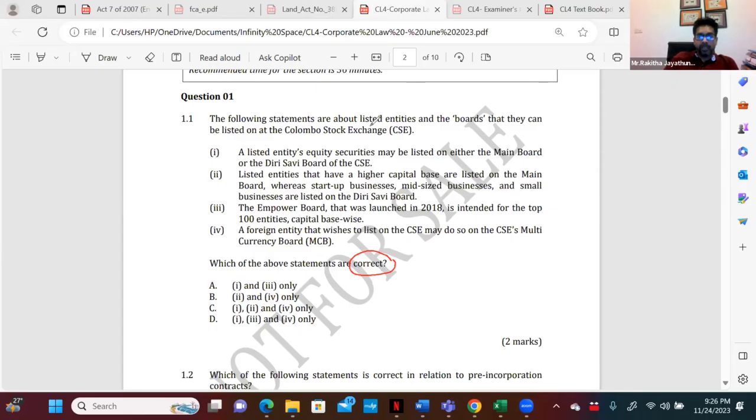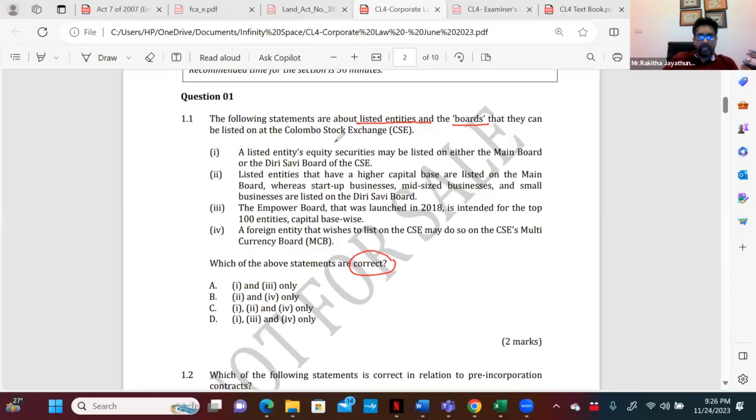The following statements are about listed entities and the boards. You have the Diriya board, you have the main board, then you have the Empower board, then you have the multi-currency board, likewise different types of boards. That's why I told you, they're not in the Companies Act; chapter 9, chapter 10 of your textbook, memorize them, right? Finish those 2 chapters early and prepare notes and memorize them. That will reduce your burden, right?